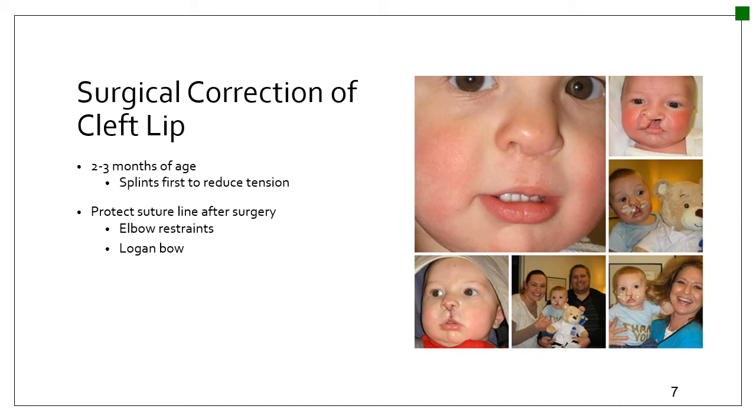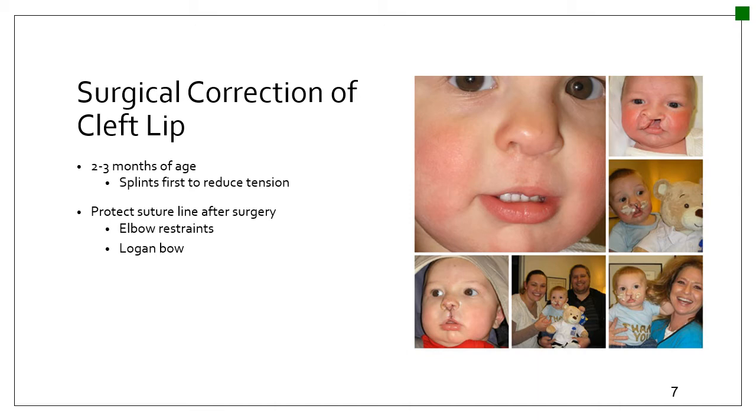This reduces the tension on the surgical site and decreases the need for the Logan bow after surgery. It also decreases the damage or disruption of the vermilion border, which is the lining of the lip. And so you can see here that this child has had an amazing repair done to him afterwards. Our goals to protect the surgical line or the suture line after surgery are usually met by providing elbow restraints.